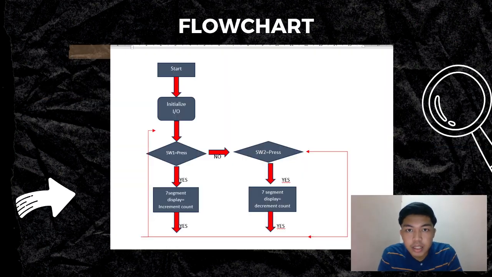Next is the flowchart. Firstly, start. Second, initialize I/O. After initializing I/O, when switch 1 is pressed, the 7-segment display will show the incremented count. When switch 2 is pressed, the 7-segment display will show the decremented count.